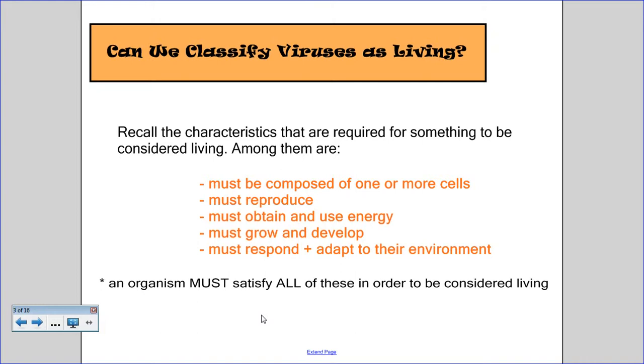Well, we listed a whole lot of characteristics that are required. We talked about them in sections 4.1 and 2 for something to be considered living. So among them are they must be composed of one or more cells, they must be able to reproduce, they must obtain and use energy or metabolize matter and energy, they must grow and develop, and they must respond and adapt to their environment. An organism must satisfy all of these, and there were a couple others, in order to be considered living.